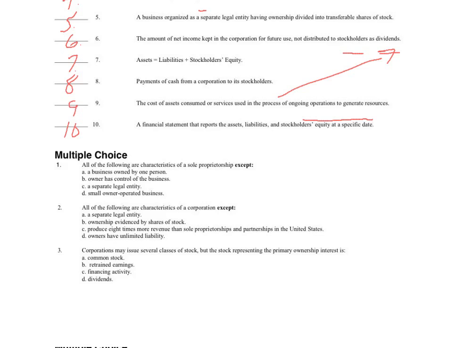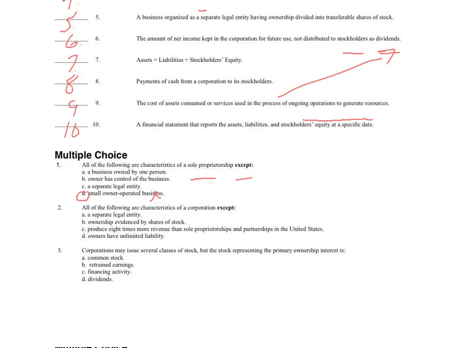Now we move on to multiple choice. All of the following are characteristics of a sole proprietorship except: a business owned by one person. No. Owner has control of the business. That's true. That's a sole proprietor. Separate legal entity. No. Small owner-operated business, that's true, the sole proprietors. So C is the exception.